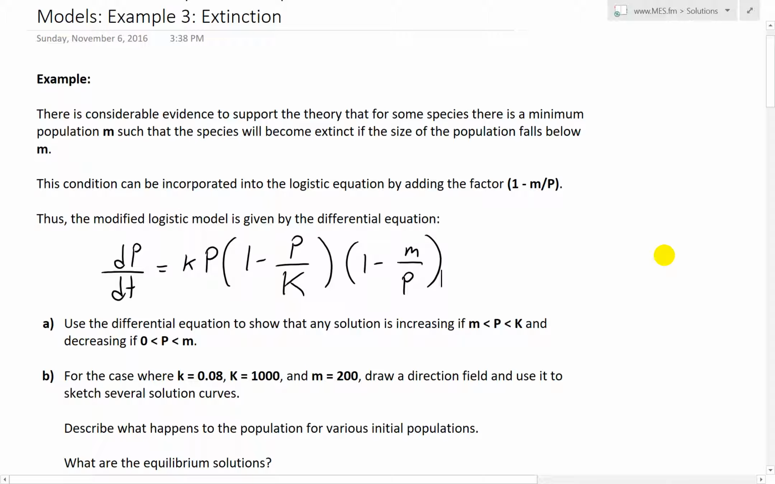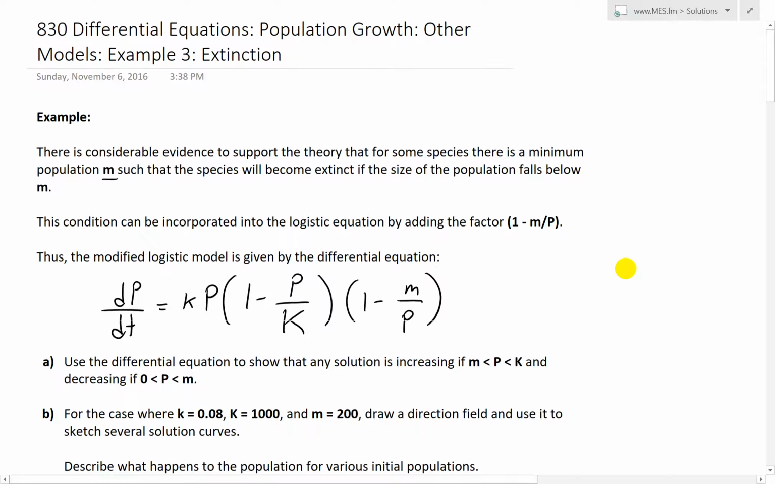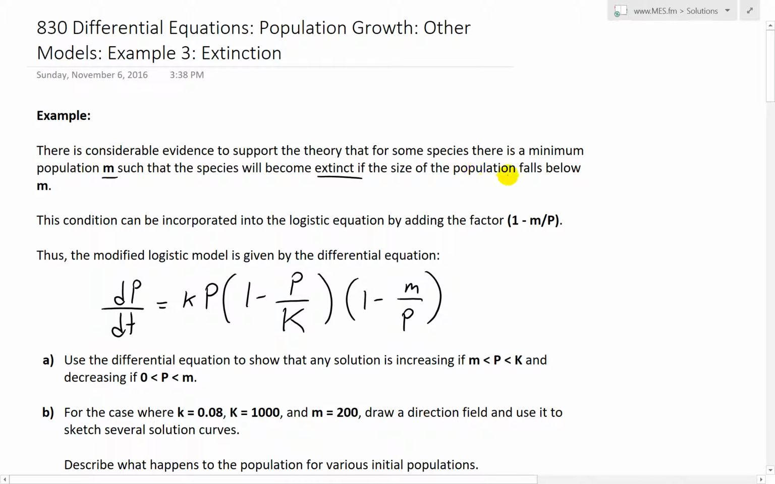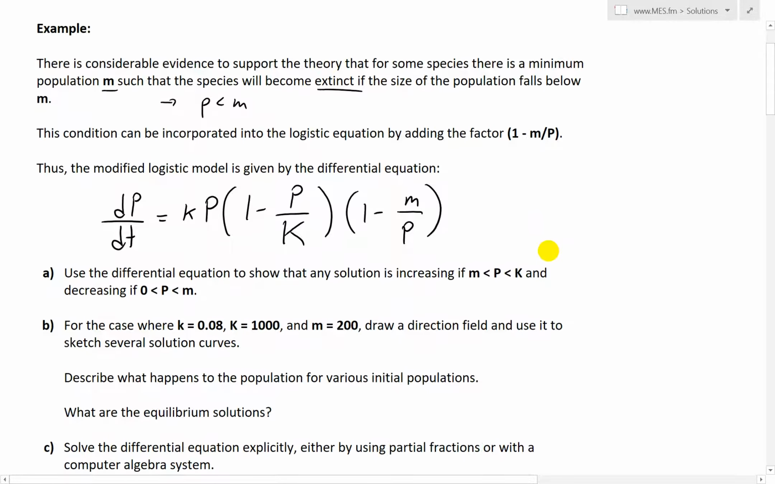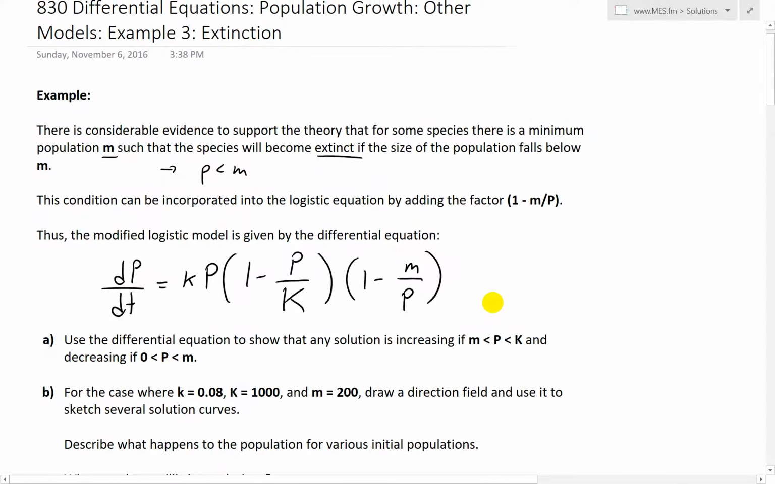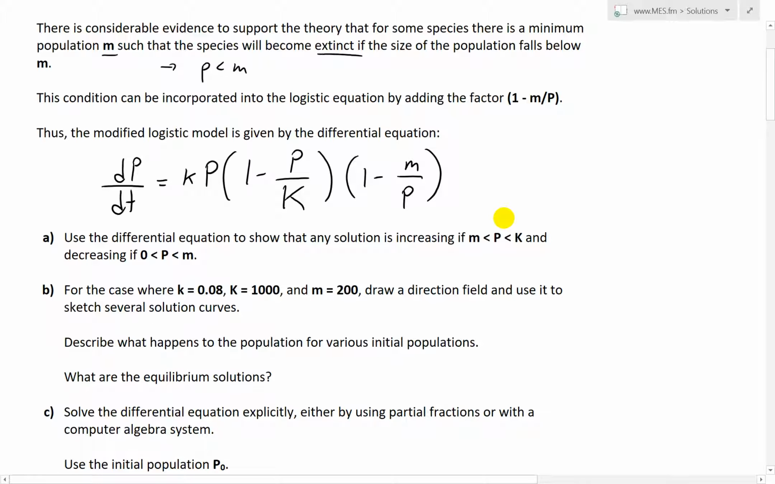So basically this example states there is considerable evidence to support the theory that for some species there is a minimum population M such that the species will become extinct if the size of the population falls below M. In other words, P is less than M. So in many species, if the population is too small, it just won't get bigger and bigger. It will just eventually become extinct, and this is known in many different species around the world.